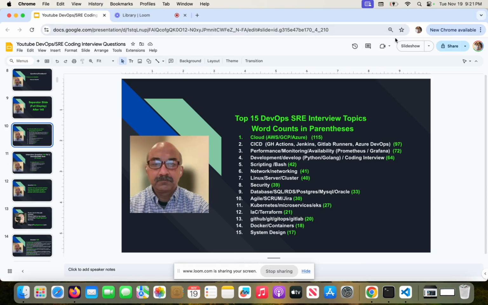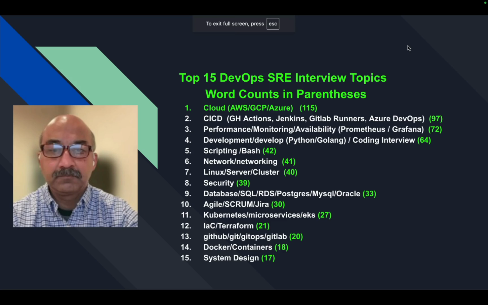As you might remember, I did some research on LinkedIn by going through, I think, somewhere between 30 to 40 job descriptions for DevOps and SRE roles. And I counted up the words that come together, that they're similar. So if you look at the list here, the top one is cloud, either AWS, GCP, or Azure. They came up 115 times just from 30 or 40 job descriptions.